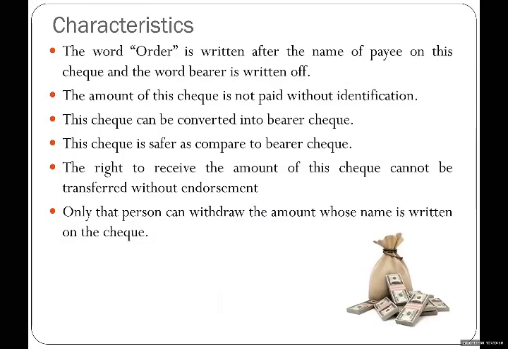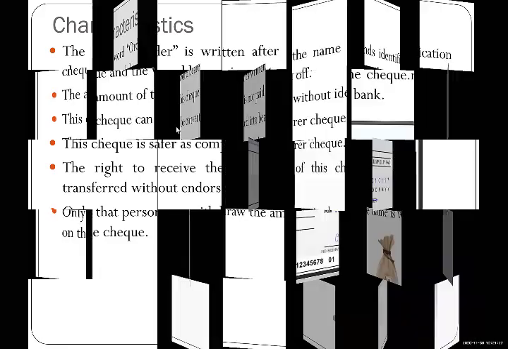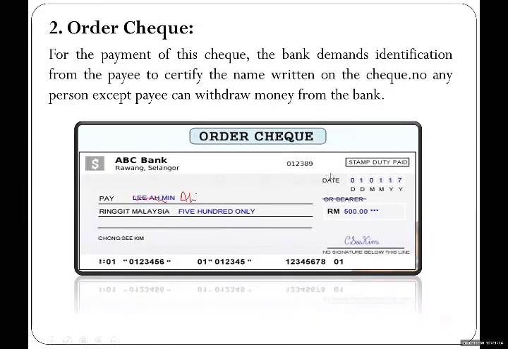Now, looking into the characteristics of an order check, the word order is written after the name of the payee. On this check, the word bearer is written off. The amount of this check is not paid without identification. This check can be converted into a bearer check. Now, look over here again, how you will convert this check again to open.